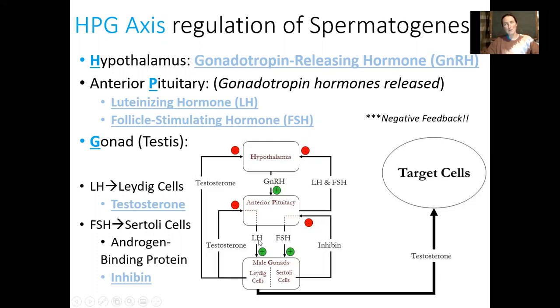Okay, so again, negative feedback, classic example, works the same way in the female reproductive system, except for some funniness around ovulation time. We're getting there.